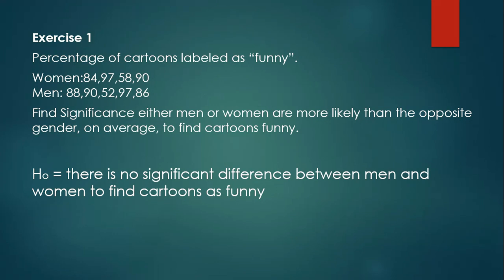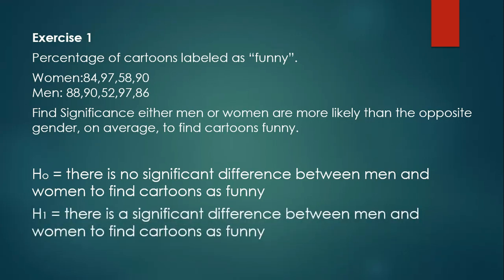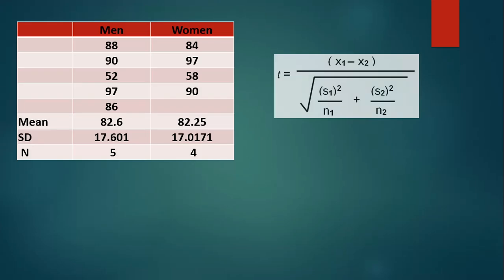As the first step, we have to state the null hypothesis and alternative hypothesis. Null hypothesis states that there is no significant difference between men and women to find the cartoon as funny, whereas alternative hypothesis states that there is a significant difference between men and women to find cartoons as funny. So we have to make a table and we have to identify mean, standard deviation and n value from the given data.